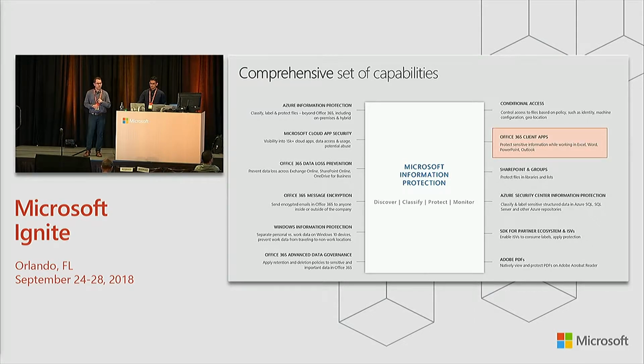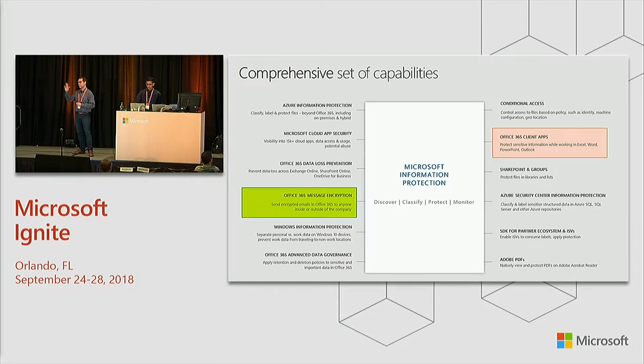Today, in this session, we're going to be talking about how Office 365 client applications play a part in this MIP story, and how we can enable better together type scenarios with these tools and capabilities in Office. Now, of course, this is a 45-minute session. I don't have time to talk about all of these capabilities today, so I will focus on two of them. The first is Office 365 message encryption.